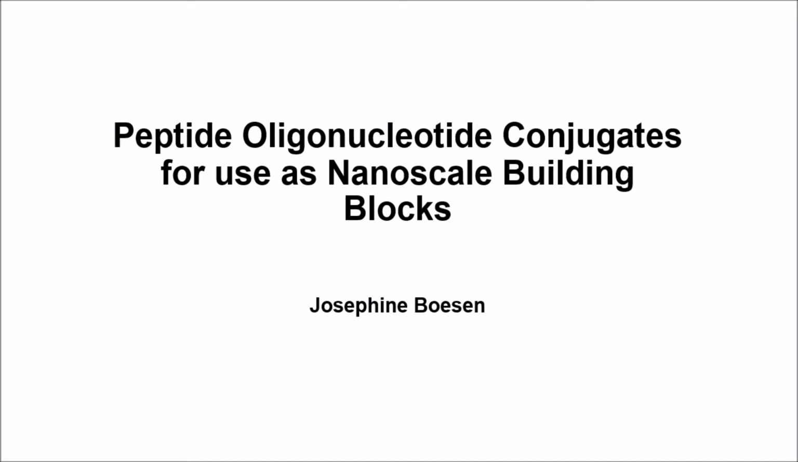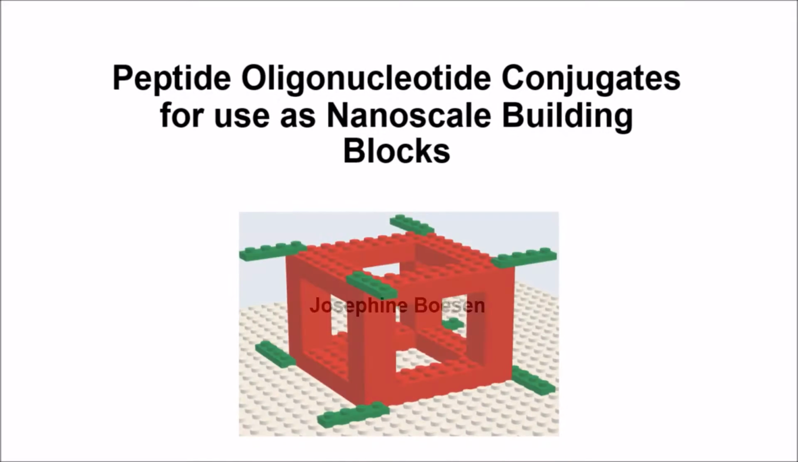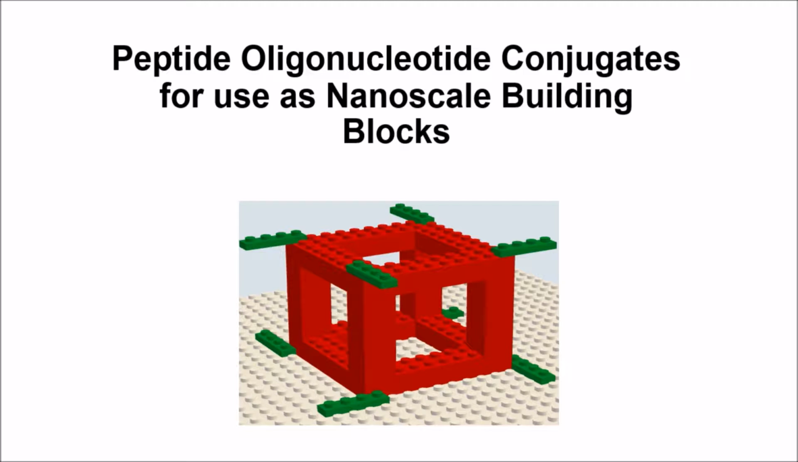Peptide oligonucleotide conjugates for use as nanoscale building blocks. Imagine being able to make nanoscale structures as easily as we build with Lego. This experiment aimed to use two self-assembly principles to make the building blocks needed for a hollow nanobox, like this Lego figure. This could be used to transport drugs in the future. It makes peptide design as easy as building with Lego bricks.